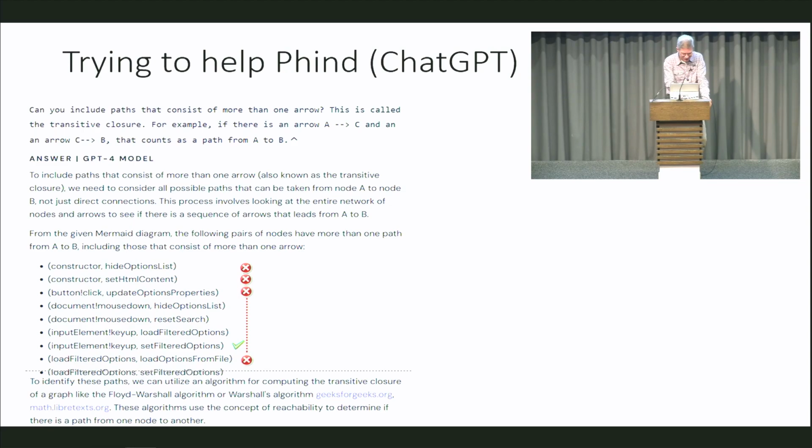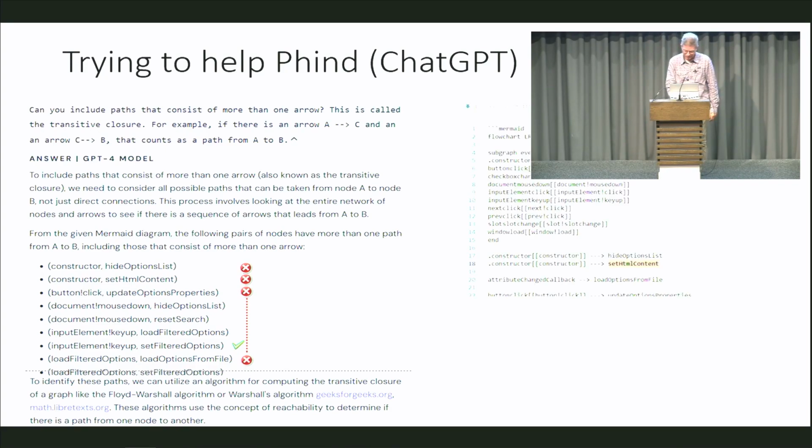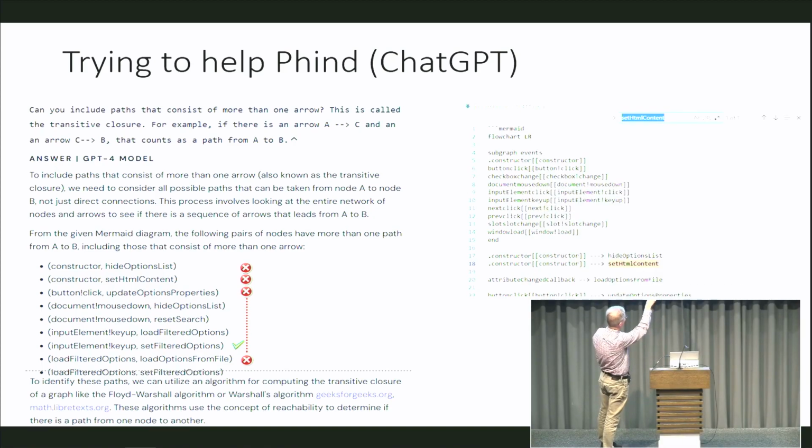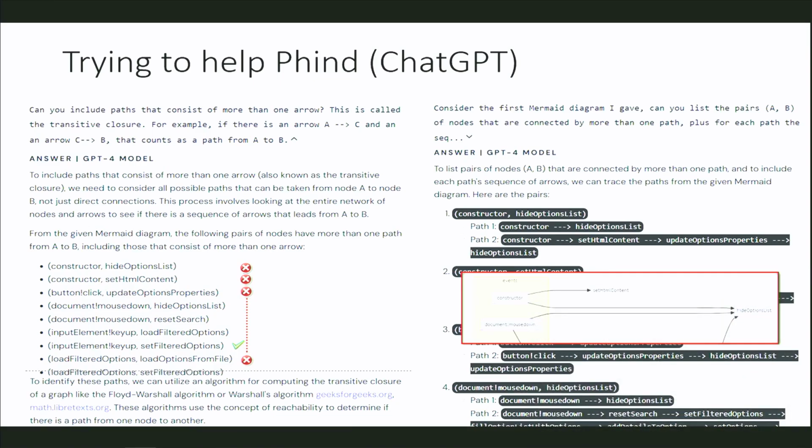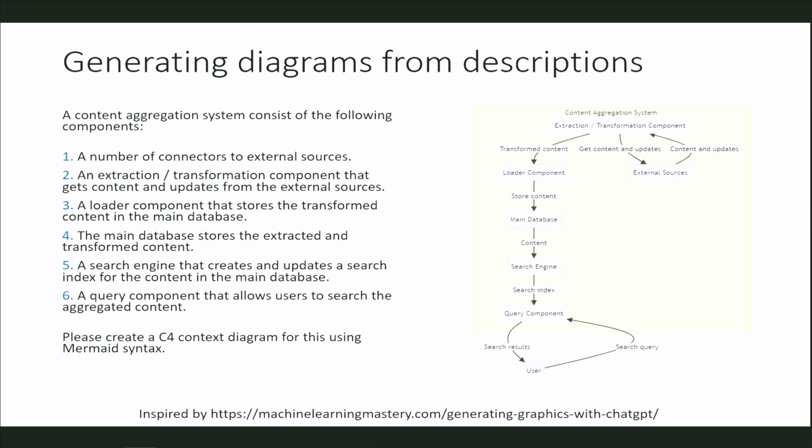And again, it says here, you could use an algorithm like Floyd-Warshall, and it gives the right references to the algorithms, but it has no idea what it's telling me because it can't apply them. So, okay, here's one path from the constructor to set HTML content, just to prove that ChatGPT is wrong. And it says here, the second line, there's more than one path between constructor and set HTML content, which is clearly not true. And here's the diagram for that.